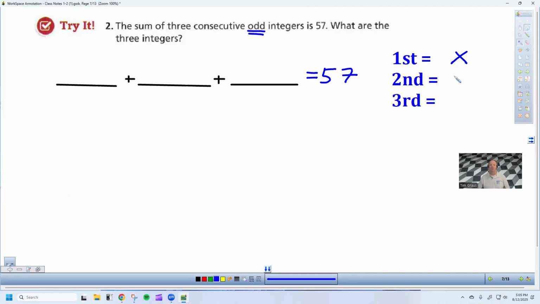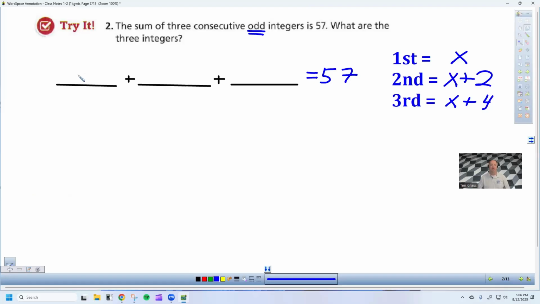Odd integers are 2 apart. 3 is 2 away from 1. 5 is 2 away from 3. 7 is 2 away from 5. So as I work my way up the odd integers, I need to jump by 2. My second integer will be 2 more than the first one. My third integer will be 2 more than that, or x plus 4.